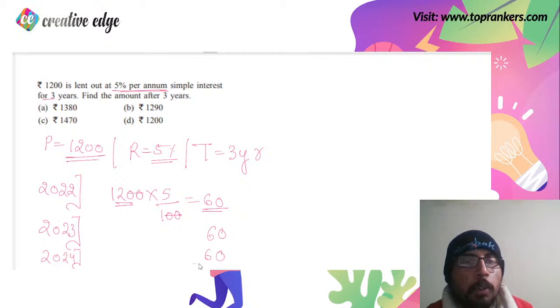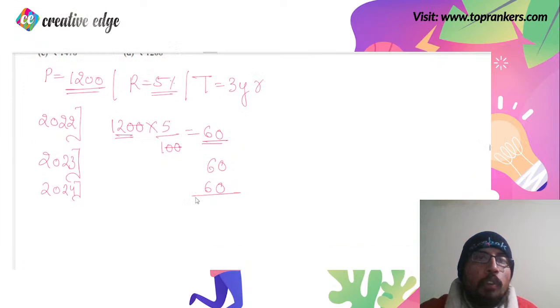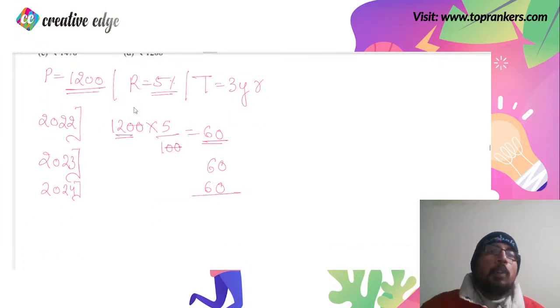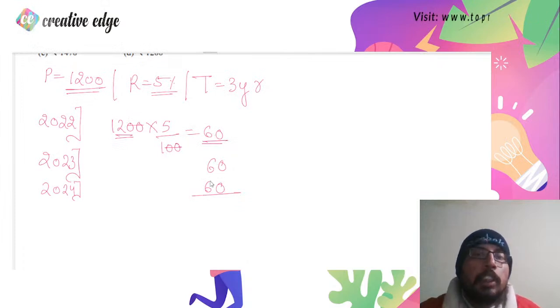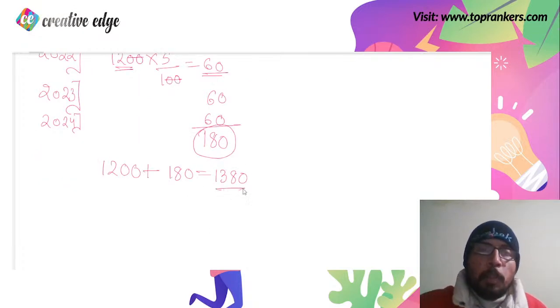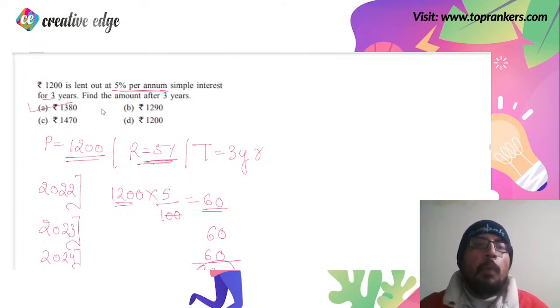So the total interest that will be paid by you would be, find the amount after 3 years. Okay. So the total interest that you will be paying is 60 plus 60 plus 60, that is 180. That means you will be paying 180 rupees extra in these 3 years. The amount is 1380 rupees. So how can we use the formula?